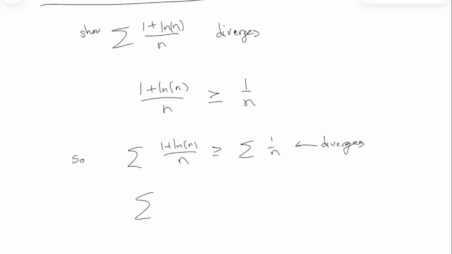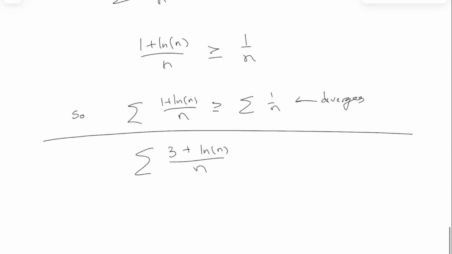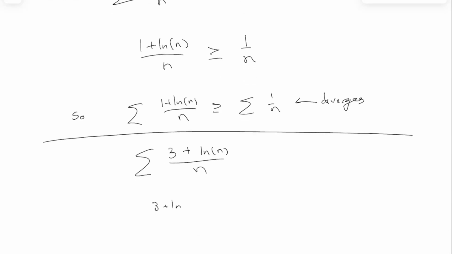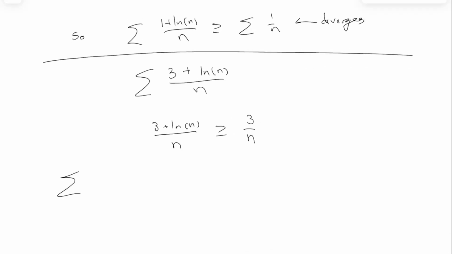How about this? Can we make a little cute variation? What if I put a 3 there? You can do almost exactly the same steps, but anybody have a suggestion? Let's just try and write, the next step would be 3 plus ln of n, just copying exactly what we did there. Greater than or equal to what? What should I put on the right there? Yeah? 3 over n. Yeah, I like that. So now when I try and write out that last step there, I would say the sum of 3 plus ln of n over n is greater than or equal to the sum of 3 over n.